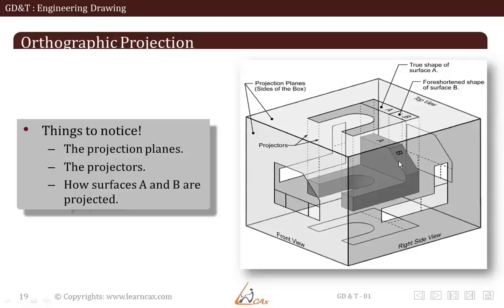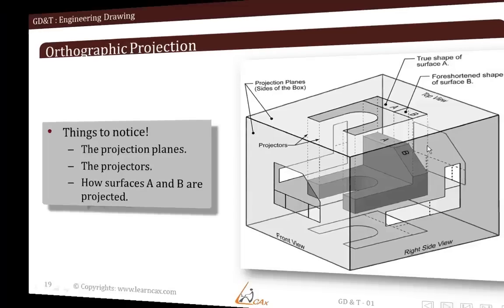So this makes clear that all the surfaces are actually projected perpendicular to the planes, and hence all the projection lines, that is the projectors, are drawn perpendicular to the planes on which we need the projection to be displayed.